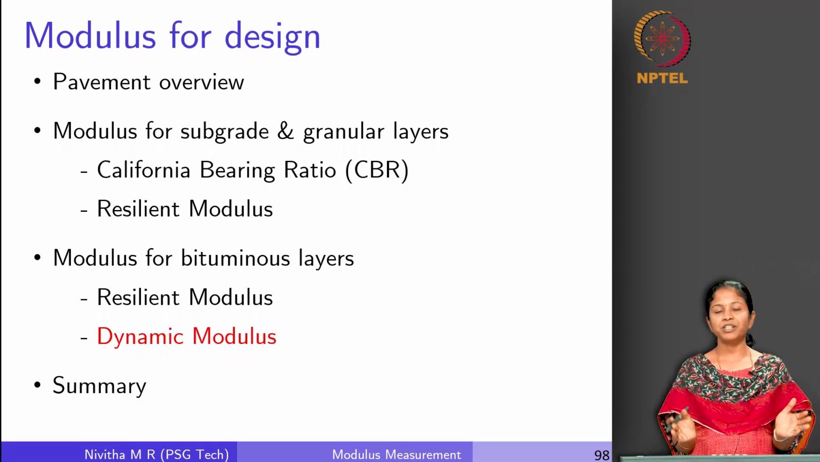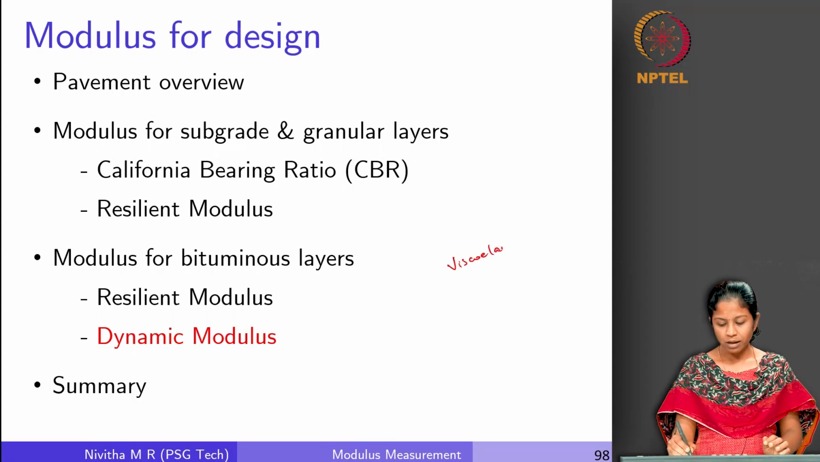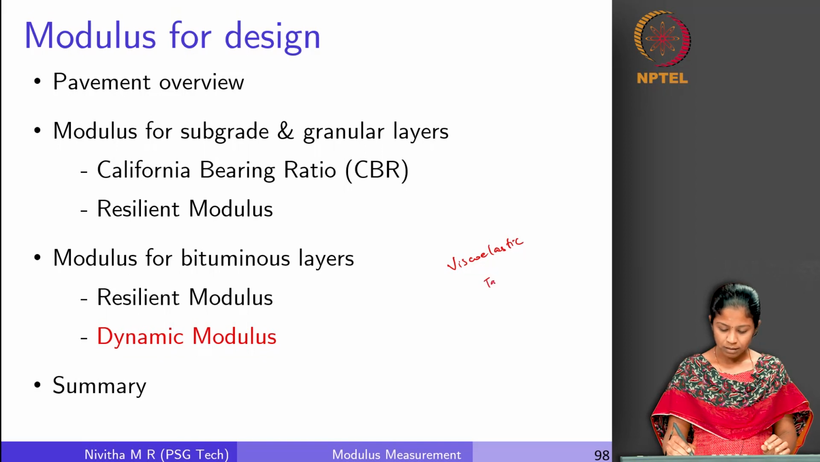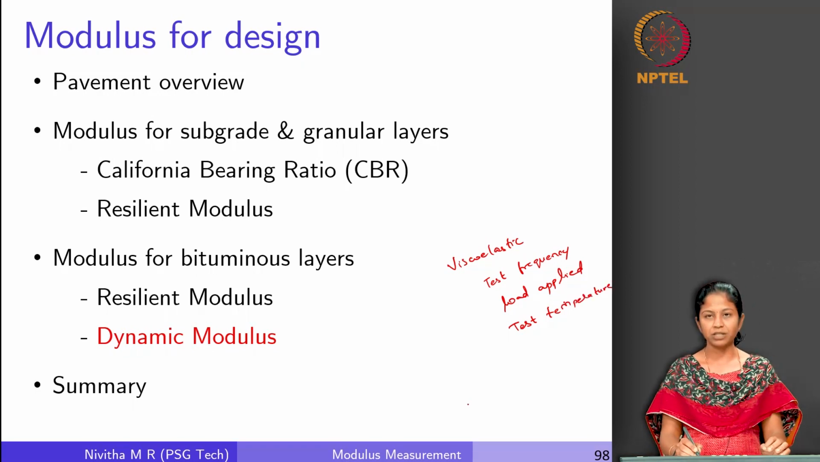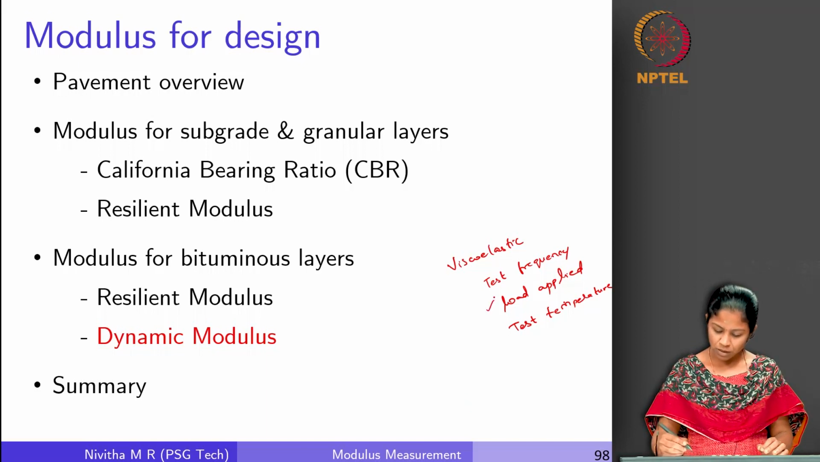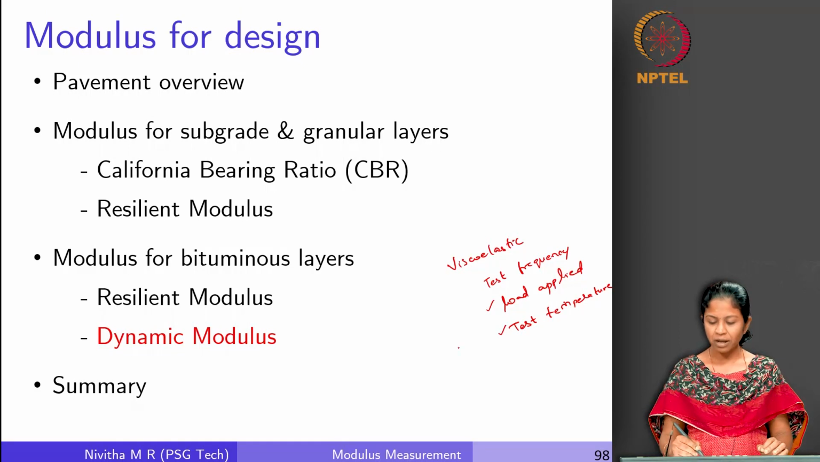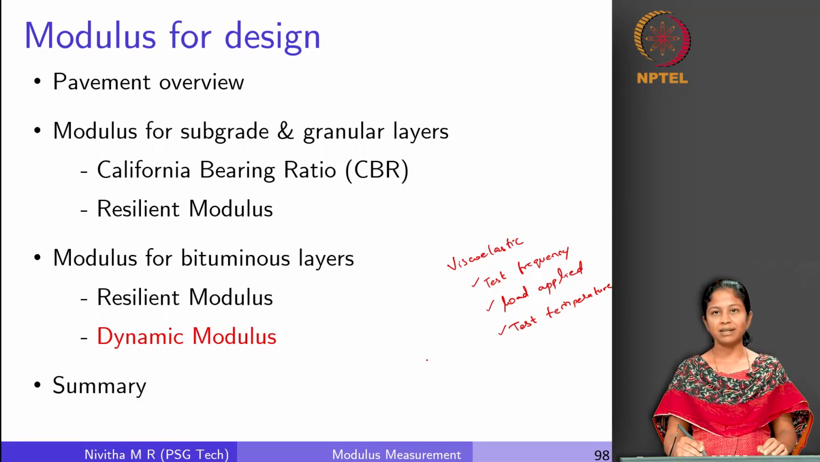You know that in the temperature ranges typically experienced by pavements in India, bitumen exhibits a viscoelastic response. So, its response is going to depend on the test frequency, the magnitude of load applied, and also obviously the test temperature. In the resilient modulus test, we take into account this load applied, this test temperature, and to some extent this test frequency also. But we are doing an indirect tension test here and not subjecting the material to a compressive load as we do for a granular material.